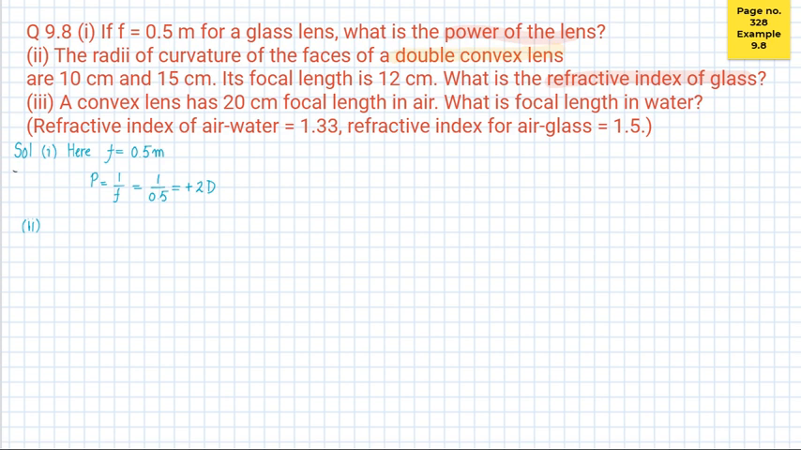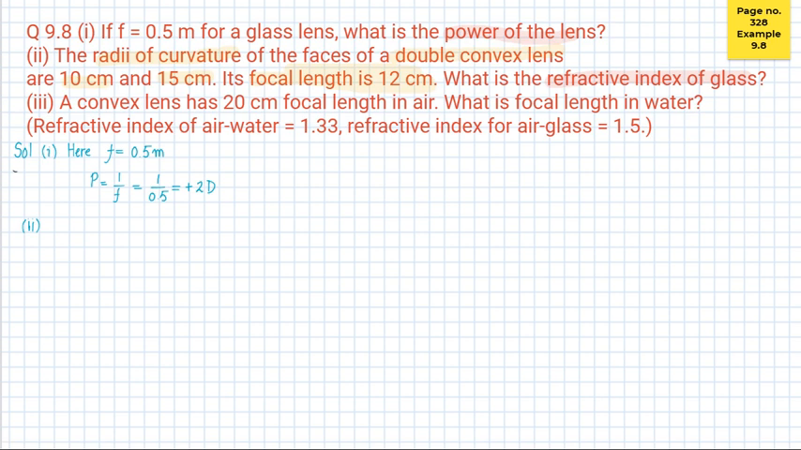Fine. Apart from this one, they have given the radius of curvature. Fine. For the first refracting surface, it is 10 centimeter. For your second refracting surface, it is 15 centimeter. Fine. Now the next thing they have given is your focal length. Focal length is how much? 12 centimeter.